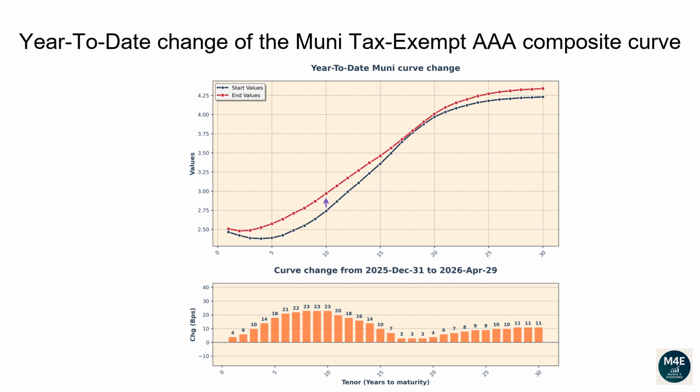The 1-year tenor changed 4 basis points. The 2-year tenor changed 6 basis points. The 5-year tenor changed 18 basis points. The 10-year tenor changed 23 basis points. The 20-year tenor changed 4 basis points. The 30-year tenor changed 11 basis points.